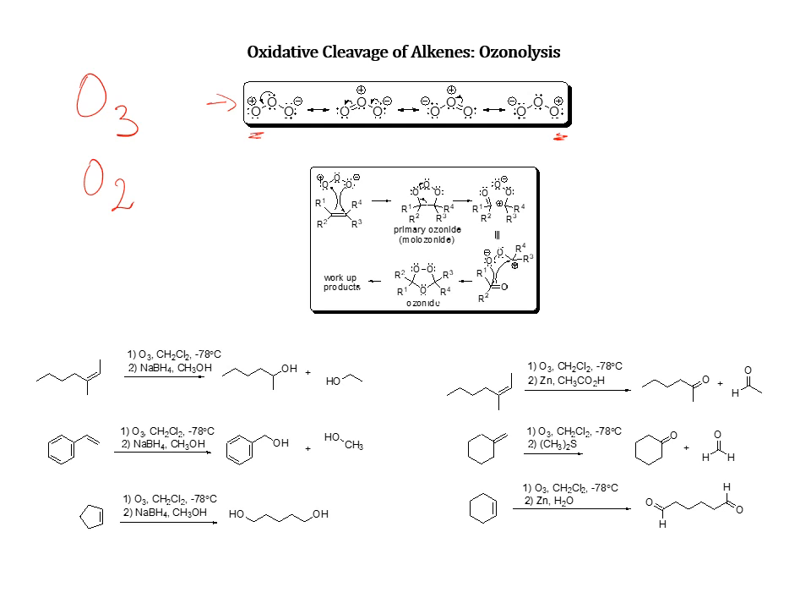So a molecule of ozone adds across a double bond. See, the electrophilic oxygen accepts the pi electron pair from the carbon-carbon pi bond, and the other oxygen is nucleophilic. Here are two resonance structures. That oxygen donates an electron pair to give the first intermediate, which is called primary ozonide or molozonide.